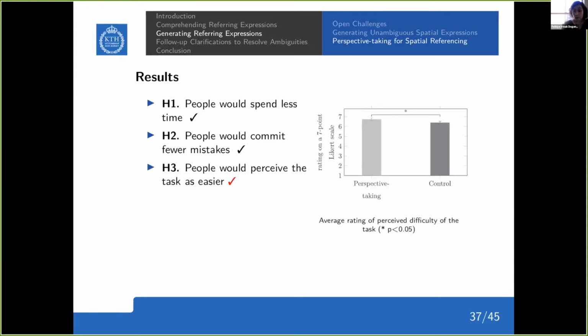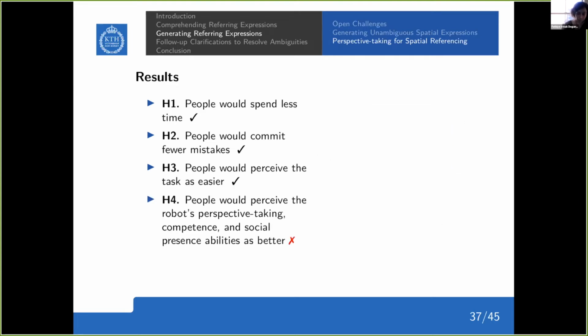And they also perceived the task as easier whenever the objects were described from their perspective. However, we didn't observe any significant differences in the perception of the robot's perspective-taking abilities and its social presence between the perspective-taking and control conditions. So there were no differences between these conditions.